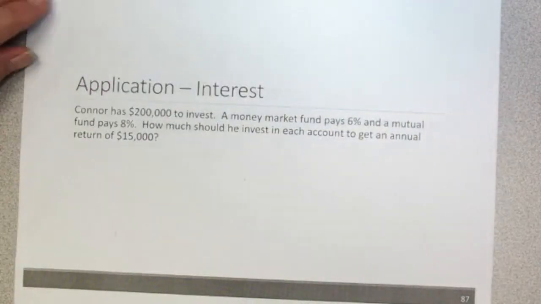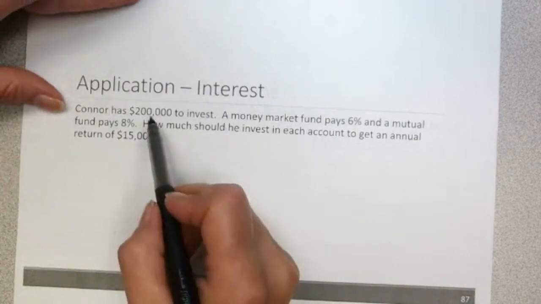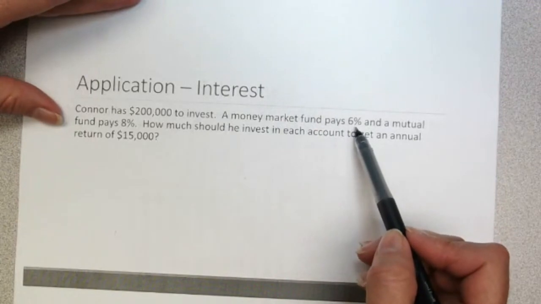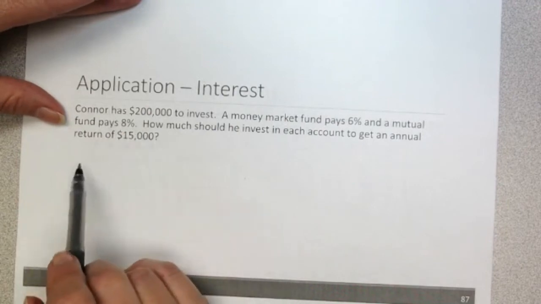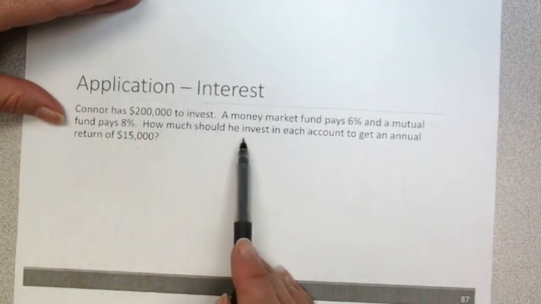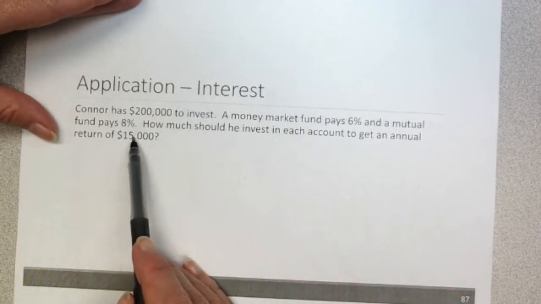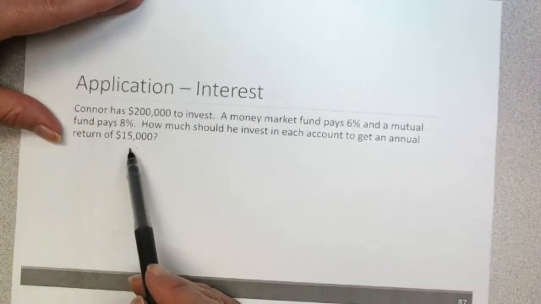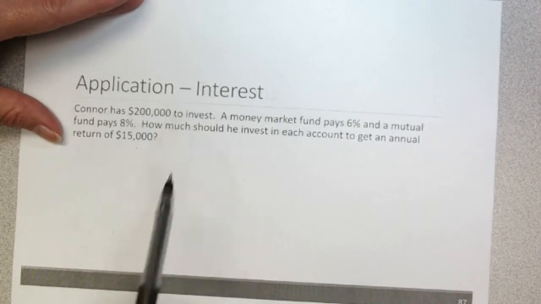Look at this application here. Can this be considered a mixture problem? Let's see what's going on here. Connor has $200,000 to invest. A money market fund pays 6%, and a mutual fund pays 8%. Those are good interest rates. You won't be finding those today. Let's see, how much should he invest in each account to get an annual return of $15,000? What does an annual return mean? That's the interest that he needs to earn per year on this $200,000 he's investing.